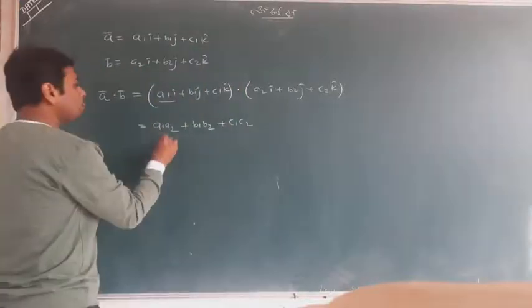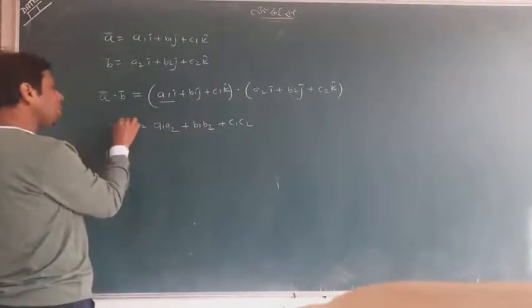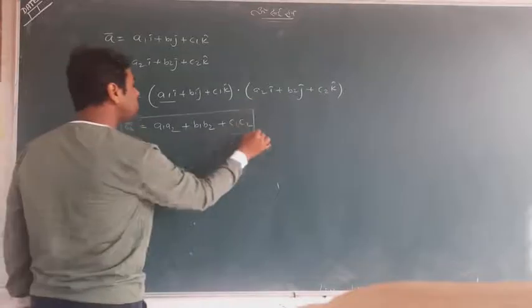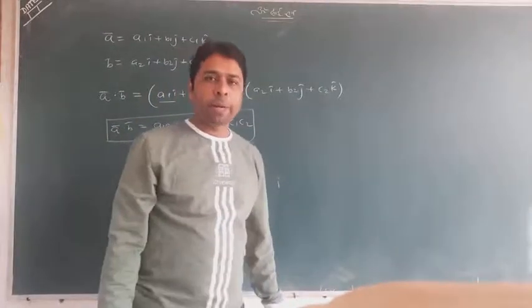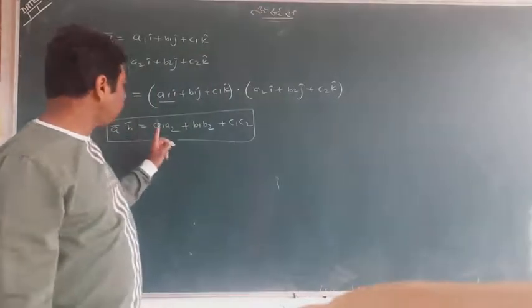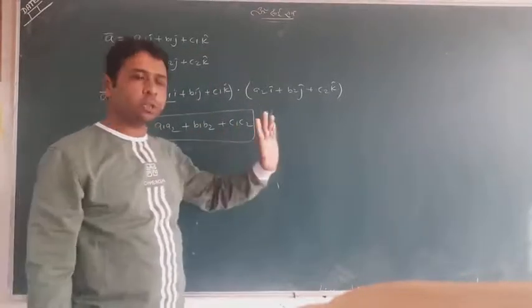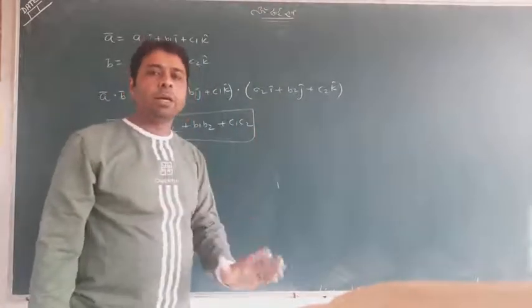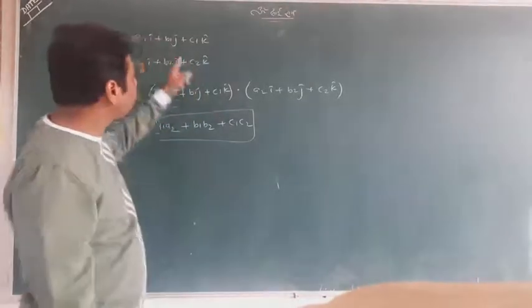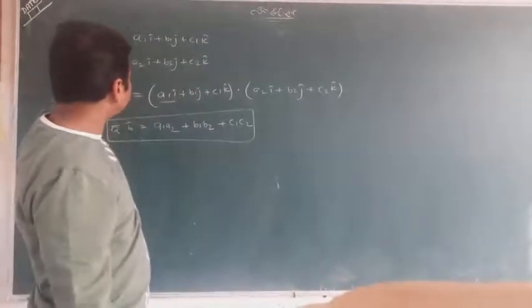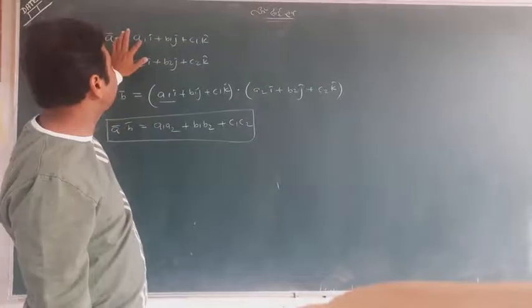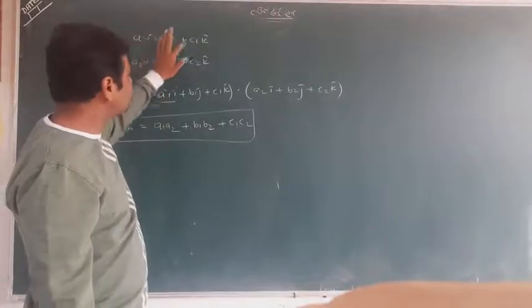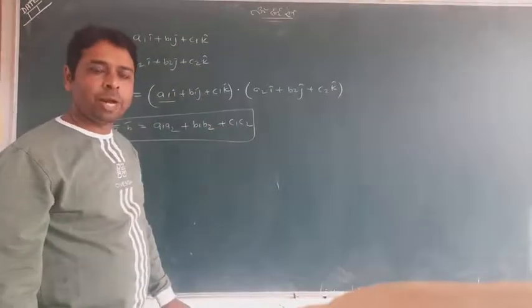So what you have obtained, students, is a very simple thing. This is not a formula, but you should know A dot B equal to a1 a2 plus b1 b2 plus c1 c2. It is a simple dot product you can get from these two vectors. If these two vectors are given and you are told to find A dot B, you will multiply a1 a2 plus b1 b2 plus c1 c2, that is the answer. I don't think it's a trouble.